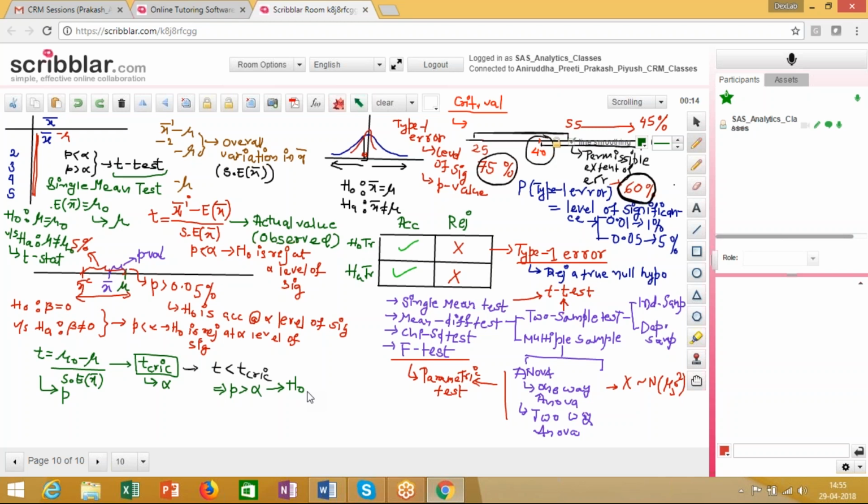Right? So, if P is greater than alpha, then H naught is accepted at alpha level of significance. Clear? H naught is accepted at.